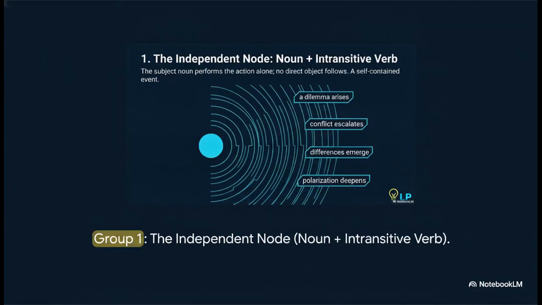We begin with Group 1, which we call the independent node. This consists of a noun plus an intransitive verb. In this foundational group, the subject noun performs the action all on its own in a self-contained event. There's no direct object following the verb. Think of phrases like, a dilemma arises, conflict escalates, or differences emerge. It's simple, it's correct, and it forms the absolute bedrock of an academic sentence.